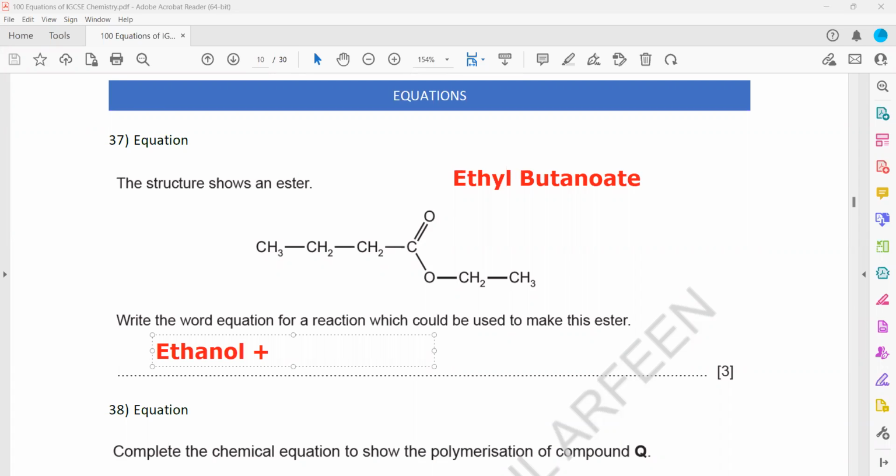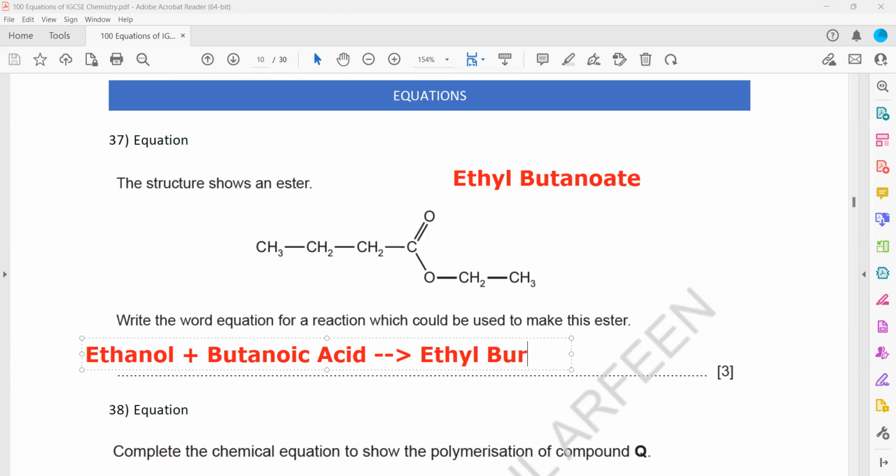Basil, you were writing methanol again and again. That's why I was erasing your answer. So it was ethanol and butanoic acid. And this results in the formation of the ester ethyl butanoate plus water, because it's a word equation, so we have to state all the products. So it will be ethyl butanoate plus water.